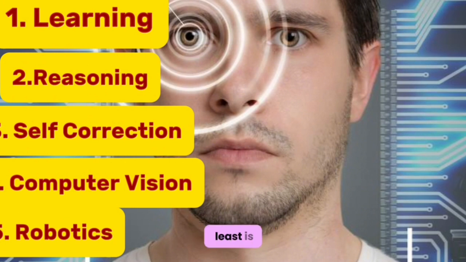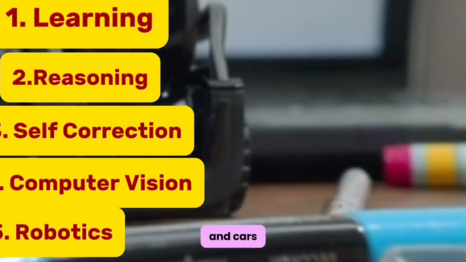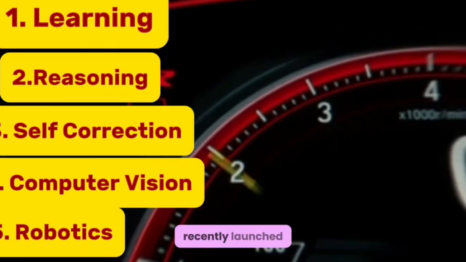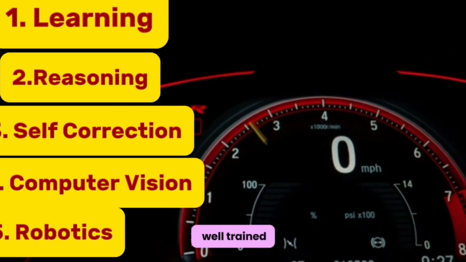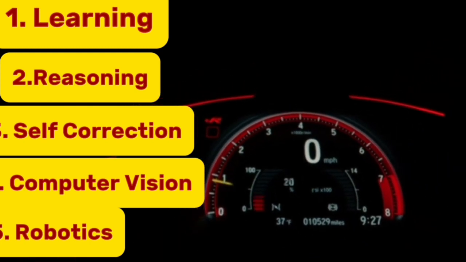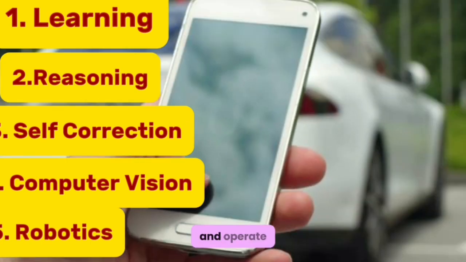Last but not the least is robotics. AI is used to develop autonomous robots and cars that perform tasks without human oversight. A very good example of it is the recently launched Tesla cars, which are well trained and have the ability to decide where to stop and where not. It analyzes situations, makes decisions, and operates.